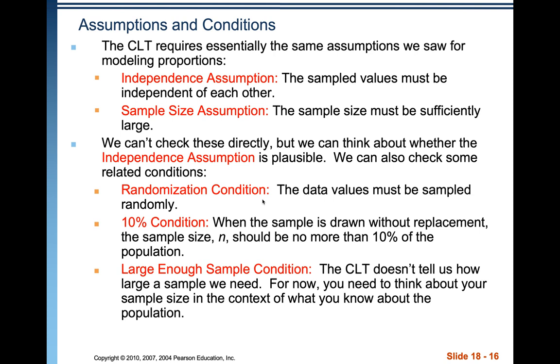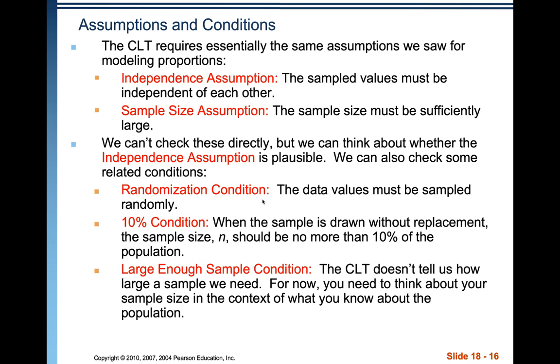Now, like all good models and theorems, there are assumptions that need to be made. It's no surprise here that it's going to be an independent assumption and a sample size assumption. And again, we can't check those directly, so we go to our three favorite conditions. We check the randomization condition. The data must be sampled randomly. That allows for a couple of things. We know we have a representative sample, or that we're much more likely to have a representative sample, and that helps us act as though the values are independent.